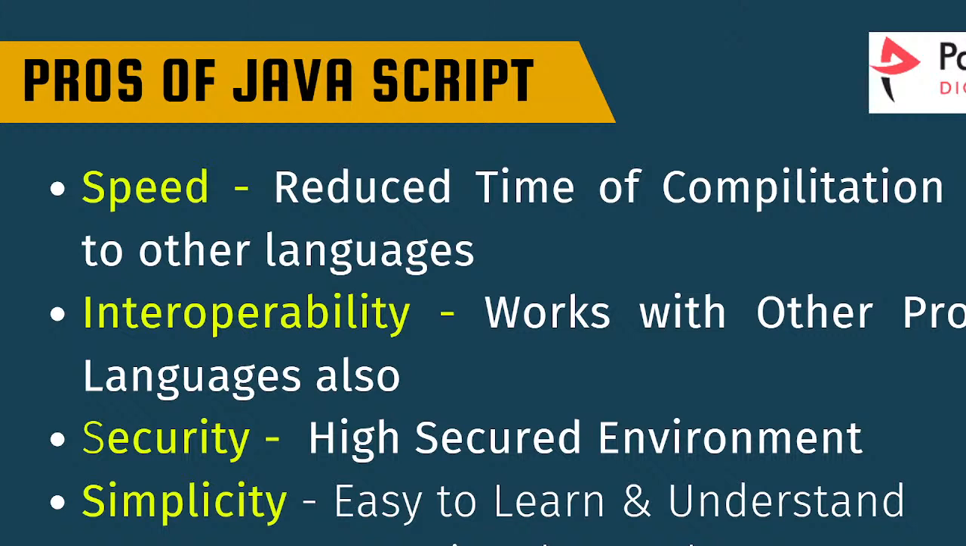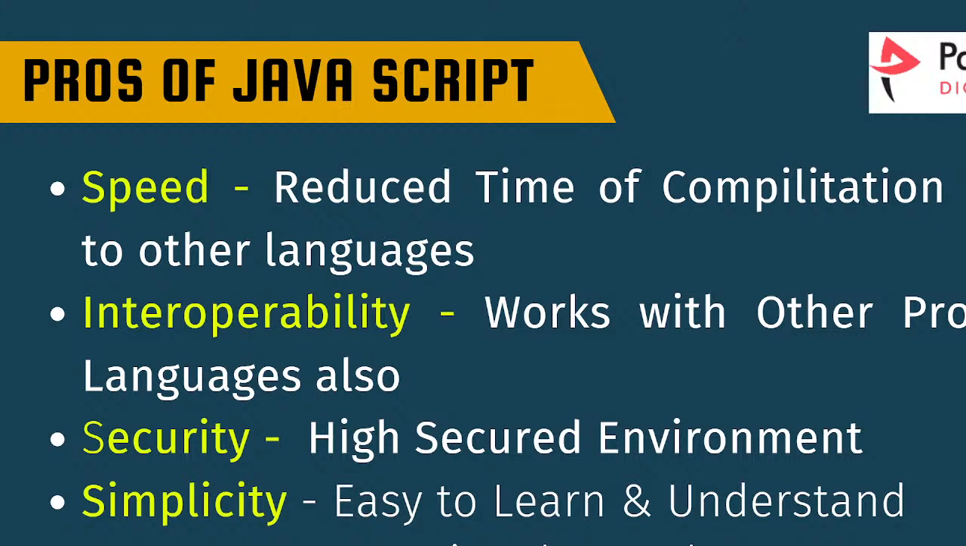Okay. So the first advantage of using JavaScript is speed, where it reduces the time for compilation compared to other programming languages like Python. Why? Because Python uses an interpreter, so it takes a lot of time to execute code. One after the other line it has to execute, right? So only it will take a lot of time. Okay, whereas interoperability: it works with other programming languages also.